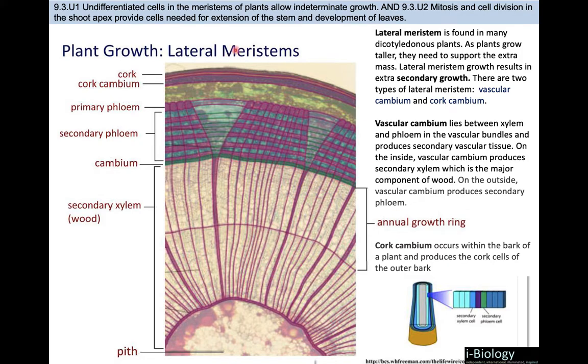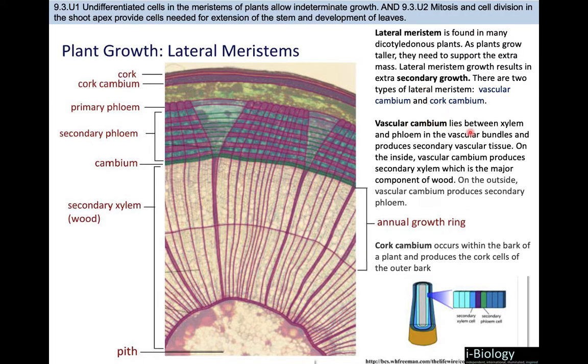When we have lateral meristem, there's kind of two areas of growth. We have our vascular cambium and our cork cambium. And once again, the lateral meristem is going to cause what we call secondary growth, which essentially causes the thickening of the plant. Because as the plant grows upwards, you're going to want it to get thicker so that it doesn't flop over and it has the strength to maintain itself.